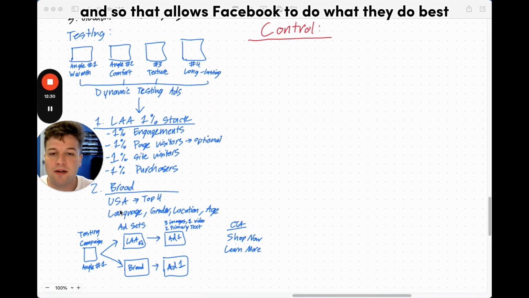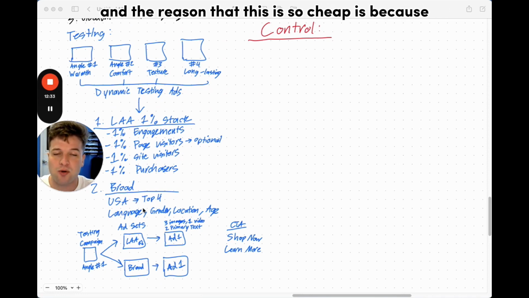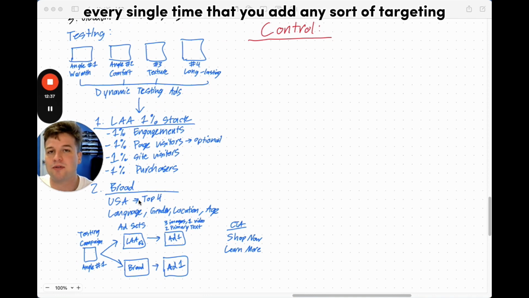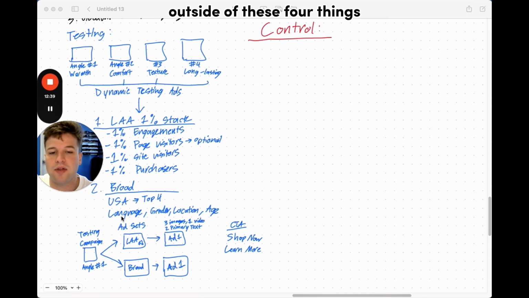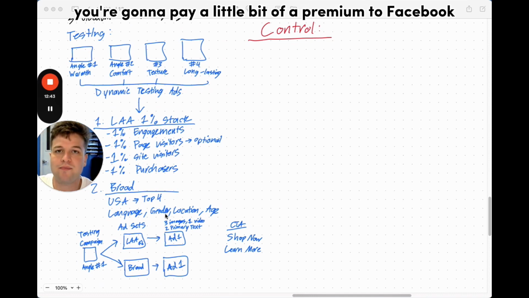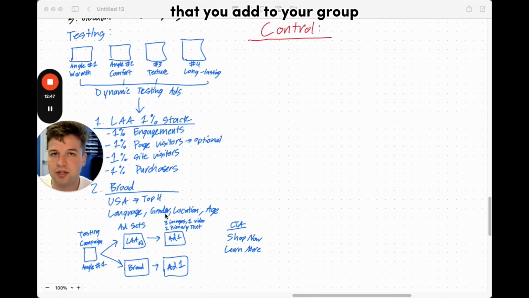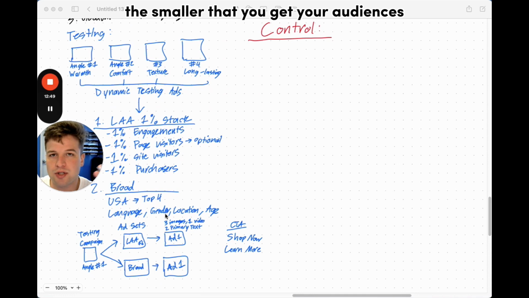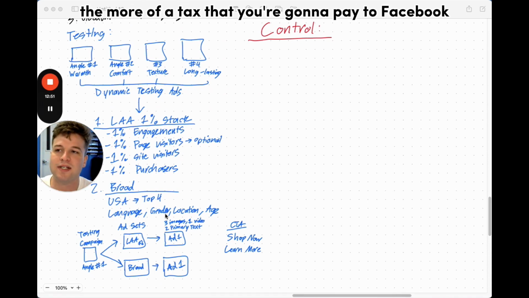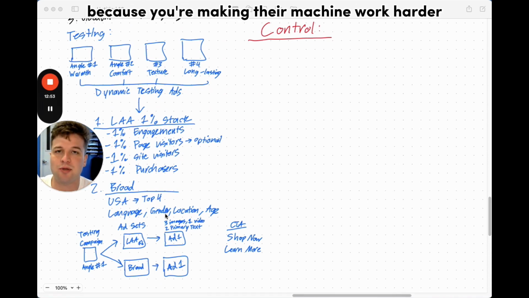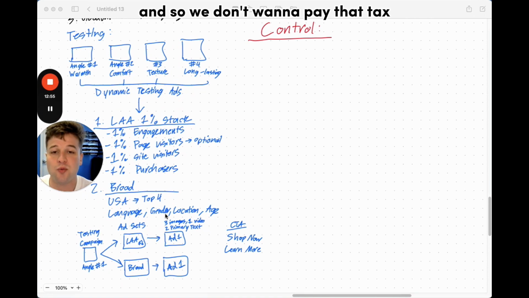And so that allows Facebook to do what they do best. The reason this is so cheap is because every single time you add any sort of targeting outside of these 4 things onto Facebook, you're going to pay a little bit of a premium to Facebook. You're going to pay a tax for every single detailed interest that you add to your group. The smaller you get your audiences, the more of a tax you're going to pay to Facebook, because you're making their machine work harder. And so we don't want to pay that tax.